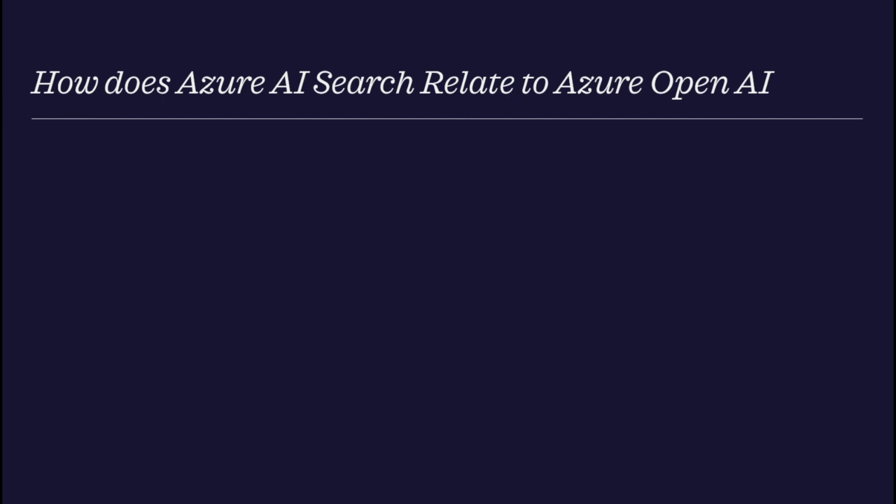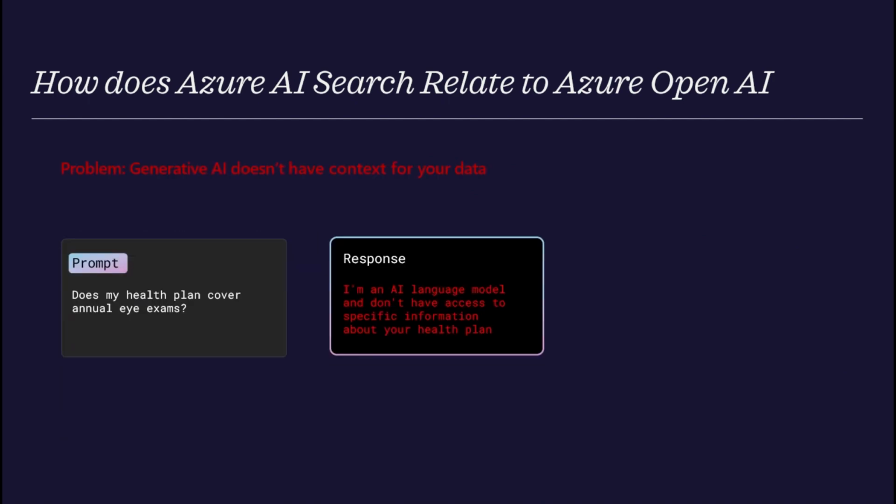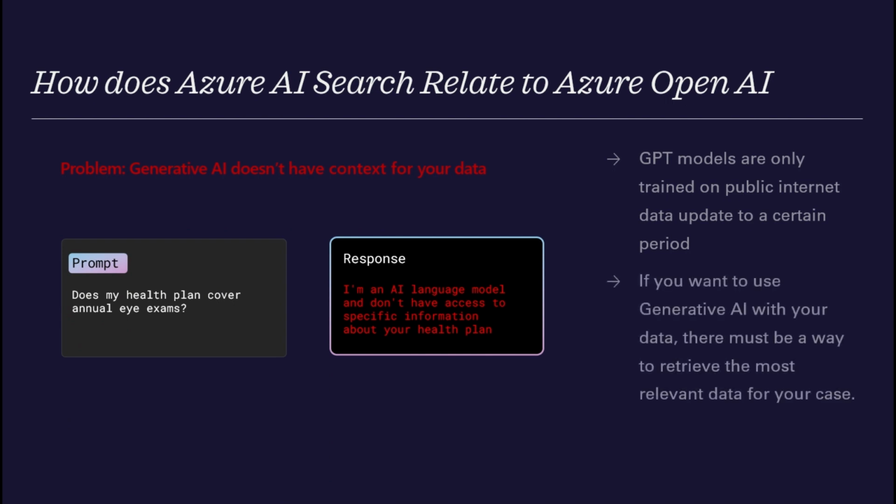So, how does Azure AI Search relate to Azure OpenAI? Generative AI models are powerful, but they have limitations. They're trained on public data up to a certain point. But what if you want to use generative AI with your own data? Enter Azure AI Search. Azure AI Search bridges that gap. It helps you retrieve information on the most relevant data for your specific use case. Whether it's documents, images, or structured information, Azure AI Search ensures that you have the right input for your generative models. Let's continue on to see how this can work, starting with an analogy, to put this all in perspective.